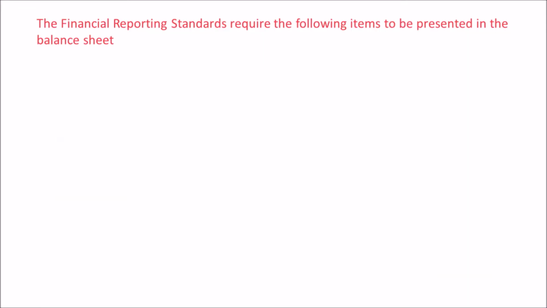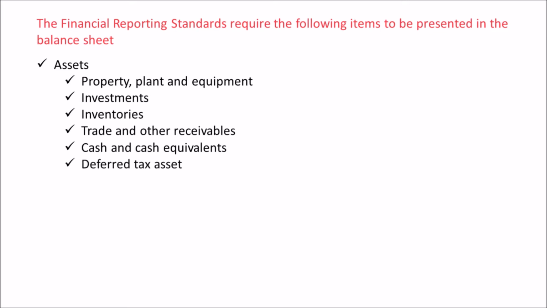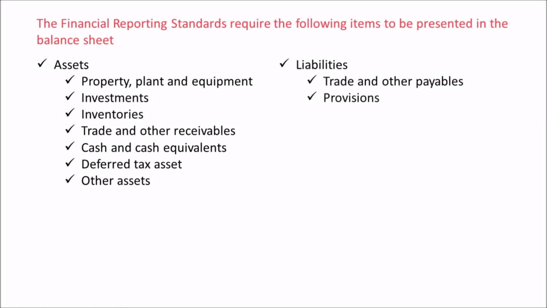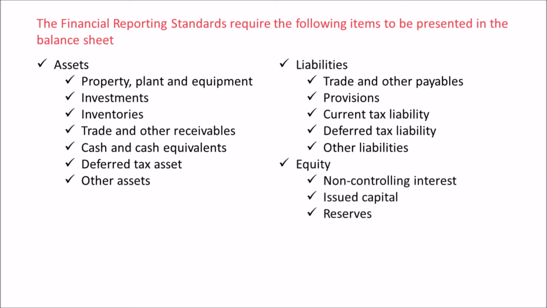Financial Reporting Standard 1, paragraph 54 requires the following items to be presented in the balance sheet. For assets, it would be property, plant and equipment, investments, inventories, trade and other receivables, cash and cash equivalent, deferred tax asset, and other assets not covered. Liabilities to be presented include trade and other payables, provisions, current tax liability, deferred tax liability, and other liabilities not otherwise mentioned. Finally, the equity section needs to show the non-controlling interest, issued capital, reserves, and retained profits.